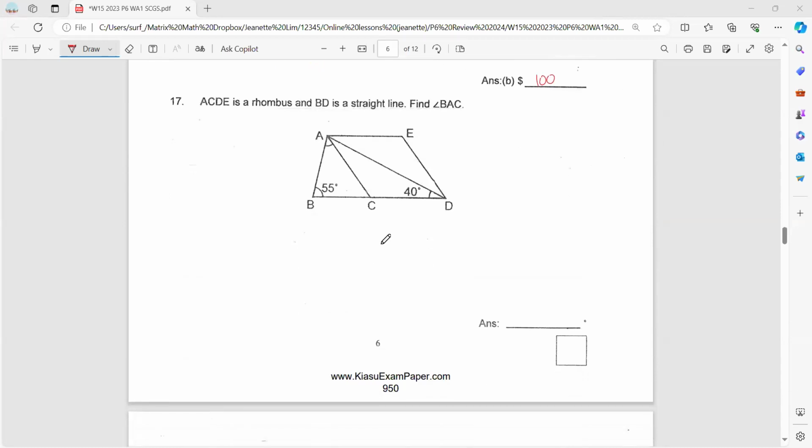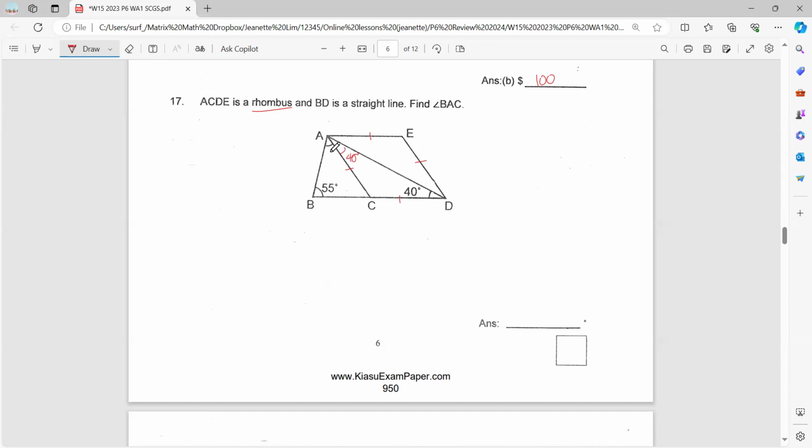Question 17. ACDE is a rhombus, BD is a straight line. Find BAC, this angle marked out here. Okay, so with a rhombus, we know that there are equal sides and we want to label them down first so that we can see them clearly later. So after I've labeled, I noticed that there is an isosceles triangle here, right? So I know another angle. This is 40.